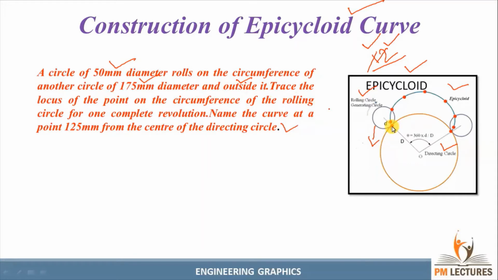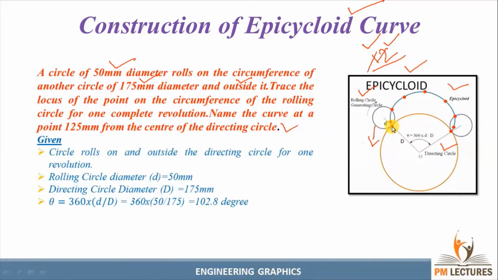To solve this problem, we need to write the given data. In the given data, we write from the first statement itself that it is an epicycloid curve: the circle rolls outside the directing circle for one revolution. This clearly indicates it is an epicycloid curve.